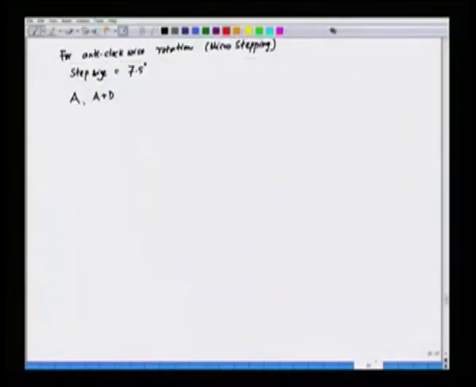So, the sequence of the switching is A plus D, then D, and then D plus C, then C plus B, then B, and then B plus A, then A, and so on, it continues. So, this is called the microstepping.